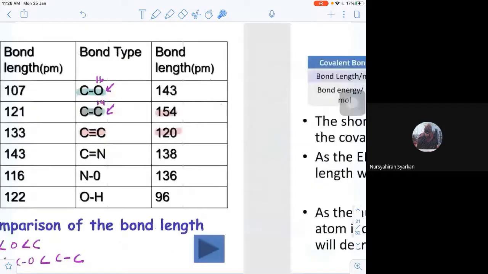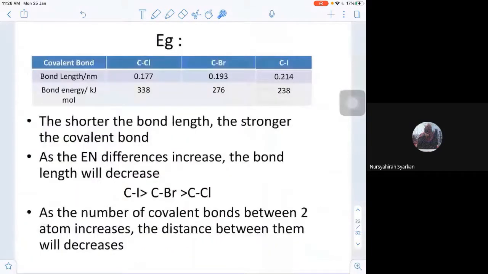For the example that is given here, C single Cl, C single Br, and C single I. Look at the position of chlorine, bromine, and iodine in the periodic table. We don't need to look at the carbon because they are bonded to the same carbon atom. The difference is at the chlorine size, bromine size, and iodine size. They also form the same order, which is single bond, single bond, single bond. So the factor that will determine the length is the size.